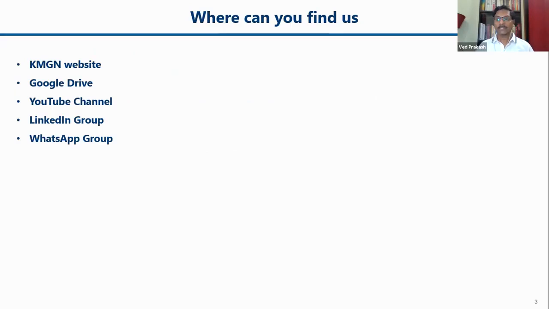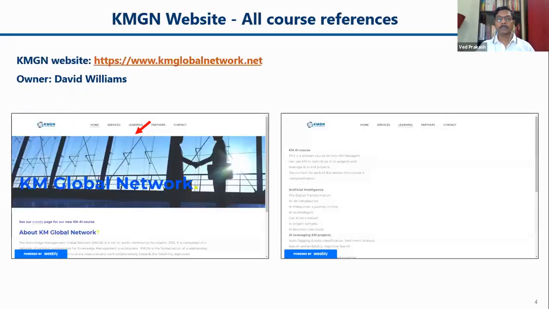So where can you find us? It's about KM Global Network as well as the KMAI course, which is being held under the umbrella of KMGN. So you can find details about the course on the KMGN website. There's a Google Drive that we have set up. I'll shortly talk in greater detail about each of those. There's a YouTube channel that has been set up. There's a LinkedIn group. I know there are a few territories where LinkedIn is not easily accessible, but nevertheless, we have gone ahead and set up this group. And the WhatsApp group where the chat is happening. So let me begin with the KMGN website.